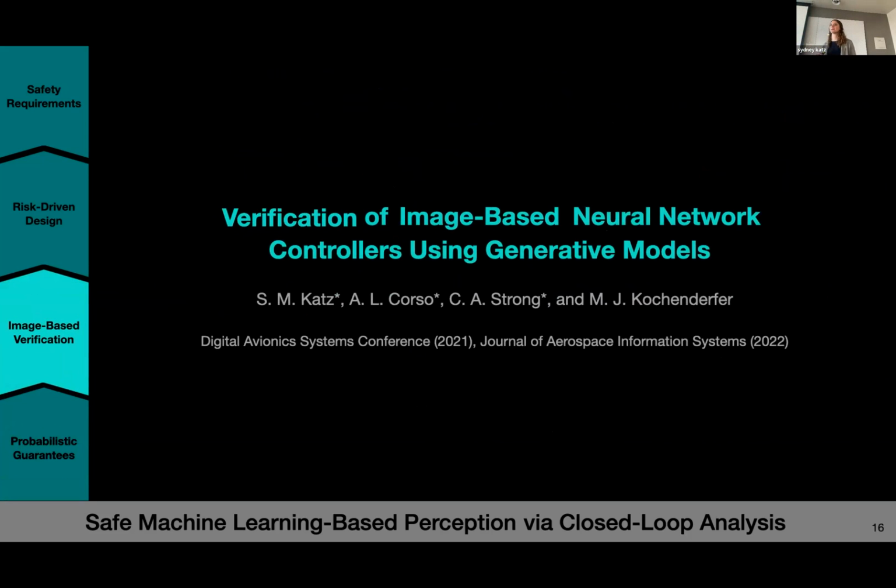Okay, so both of the methods that I just discussed for this previous contribution assumed that we had a neural network controller that took in the true state of the system. And I'll call those state-based neural network controllers. And now I want to talk about how we can extend these techniques to neural network controllers that take in image observations of the current state. And I'll call these image-based neural network controllers.